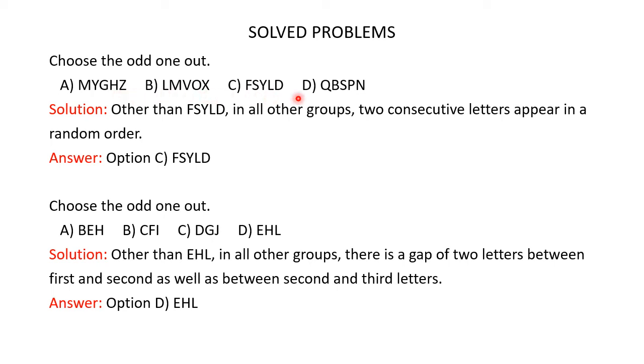Now, when you look at these four groups of letters, you'll see that other than FSYLD, in all the other groups, two consecutive letters appear in a random order. That is, in option A, Y and Z are consecutive letters. In option B, L and M are consecutive letters. In option D, P and Q are consecutive letters. But in option C, you'll see that there are no consecutive letters. So obviously option C is the odd one out here. So the correct answer is option C, FSYLD.